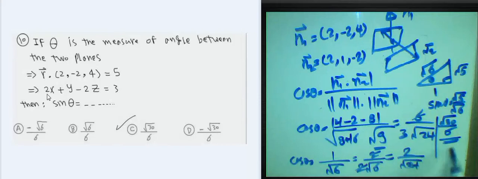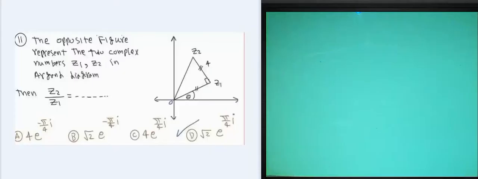Then the result will be letter C. Because sine theta equal root 5 over root 6, you can write multiplication root 6 numerator and denominator to write the fraction in the simplest form. Then the result will be letter C about this example.